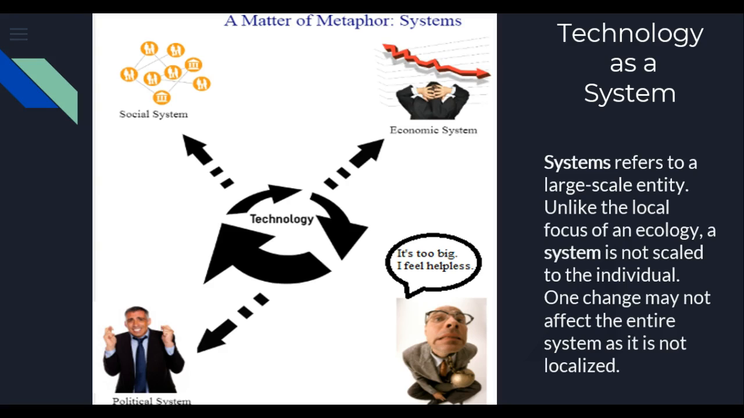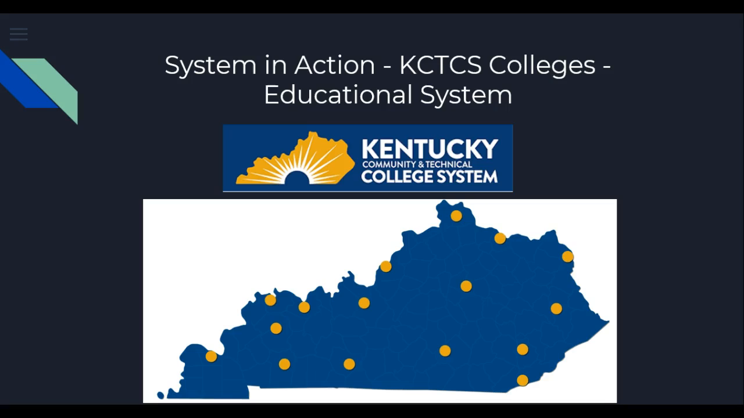their systems. They say that things like social systems, economic systems, and political systems, the use of technology in those systems are very large scale. So they're not scaled to the individual like an ecology is. One change may not affect the whole system.